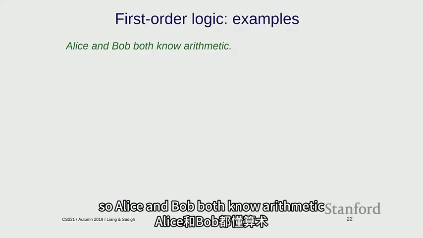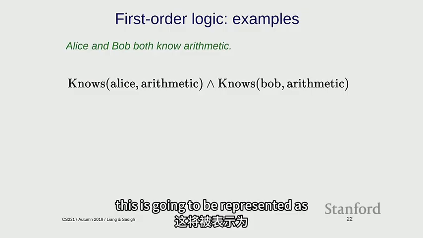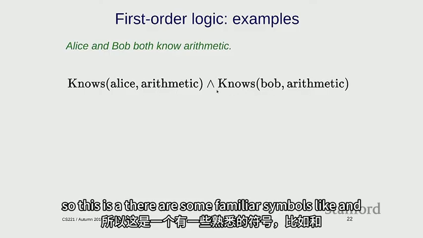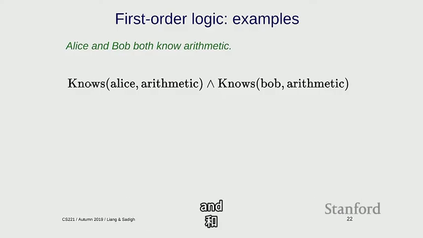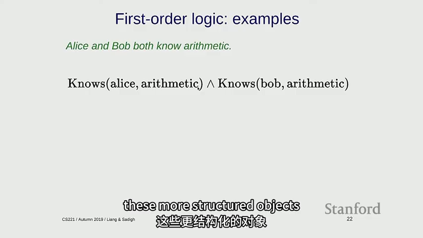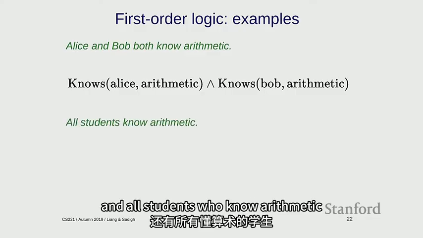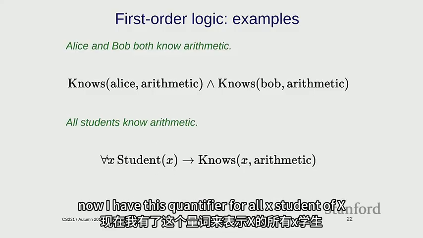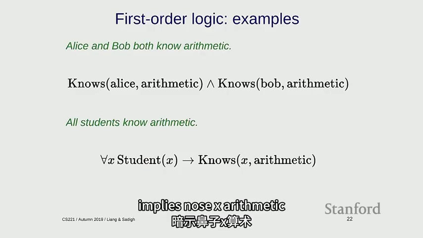So Alice and Bob both know arithmetic. This is going to be represented as Knows(Alice, arithmetic) and Knows(Bob, arithmetic). There are some familiar symbols like and, and now the propositional symbols have been replaced with these more structured objects. And all students know arithmetic gets mapped to this, where now I have this quantifier: for all x, Student(x) implies Knows(x, arithmetic).